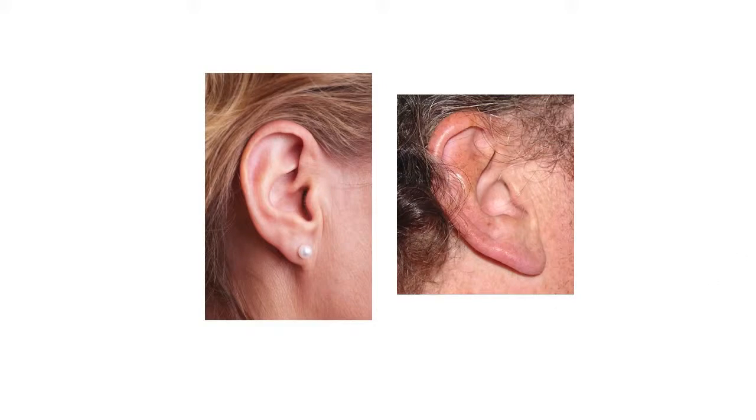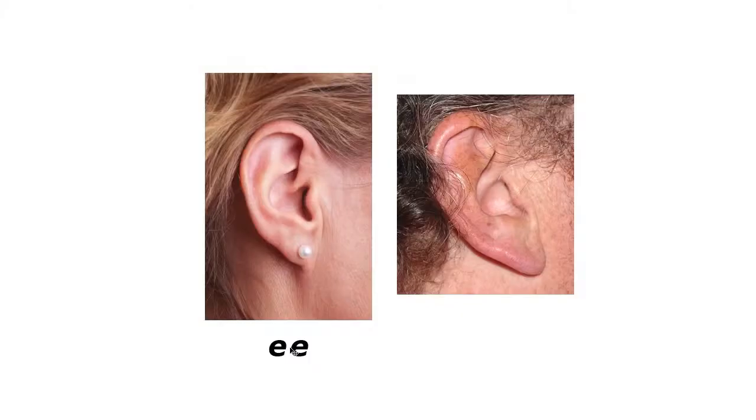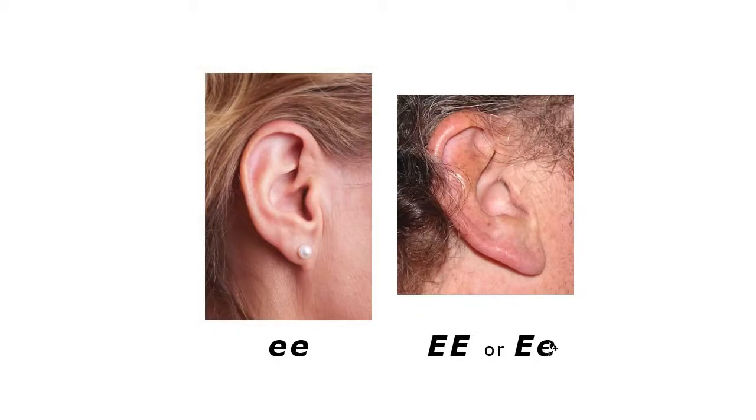So if we look at the genotypes for these two individuals, the woman can only be small e. She can only have two recessive alleles. That's why she has attached earlobes. However, if we look at the man, he could have either two or one dominant alleles. Either way, he will have hanging earlobes.